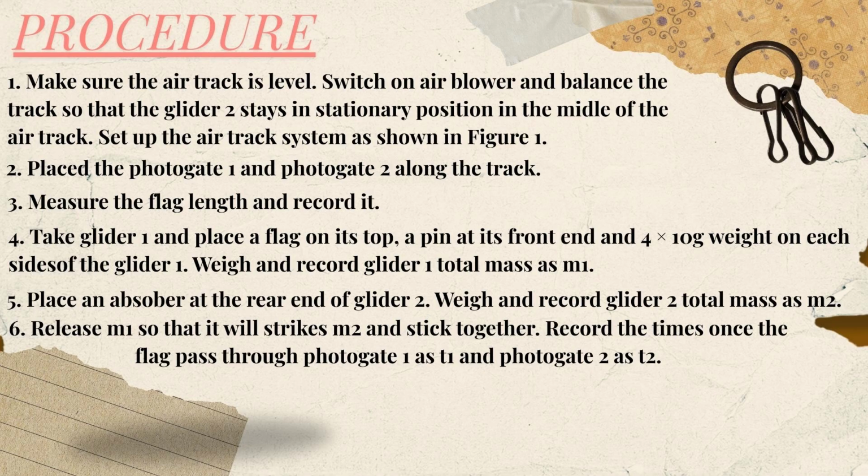Take glider 1 and place a flag on its top, a pin at its front end, and 4 times 10 gram weight on each side of glider 1. Weigh and record glider 1 total mass as M1. Place an absorber at the rear end of glider 2. Weigh and record glider 2 total mass as M2. Release M1 so that it will strike M2 and stick together. Record the time once the flag passes through photogate 1 as T1 and photogate 2 as T2.